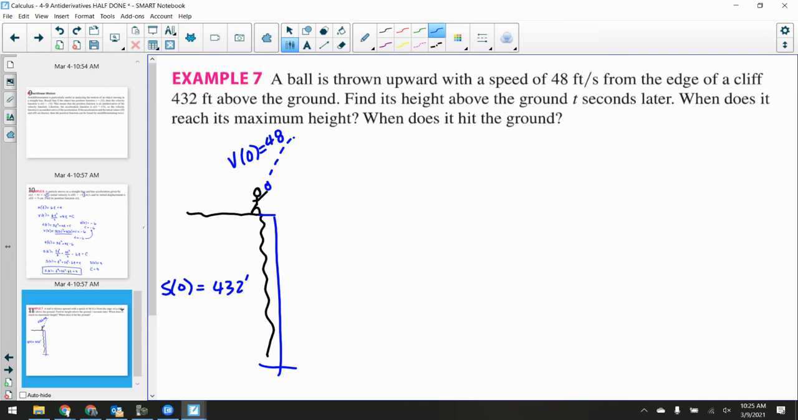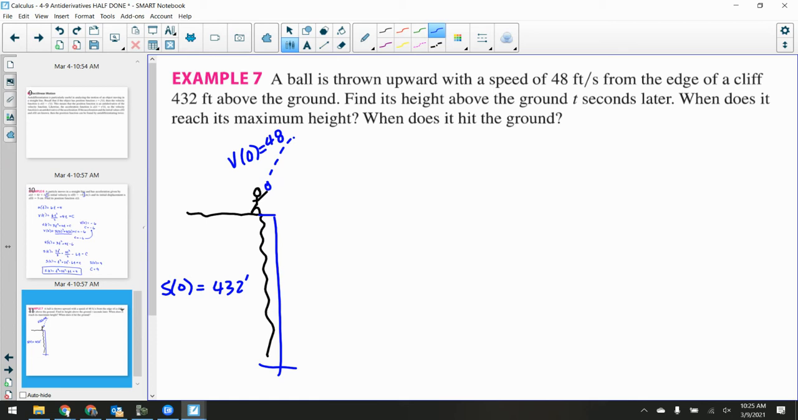What is that really asking me for? Find the height above the ground at t seconds. Position. It's asking me for position. When does it reach its maximum height? That's maximum. Then, when does it hit the ground? The zero of the position.